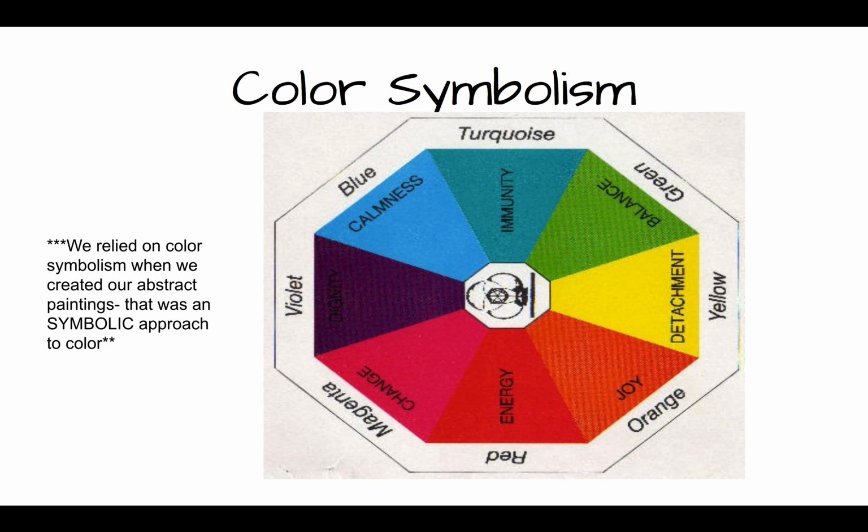So, color symbolism. We relied on color symbolism when we created our abstract paintings. So this was the symbolic approach to color. For example, we learned that blue can be a symbol for calm. Orange can be a symbol for joy.